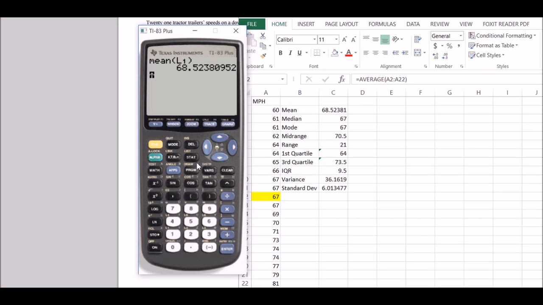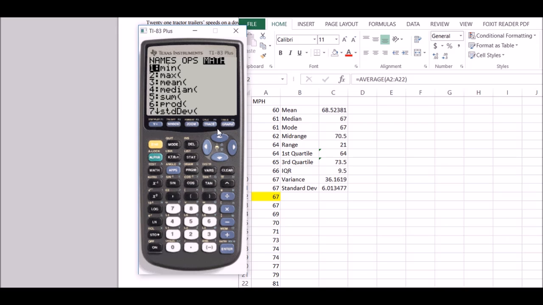All right, let's go to median. Oh, one more. Median. And second stat. There's the median. Same thing. Let's get the rest of these. Mode here. Let's see here.